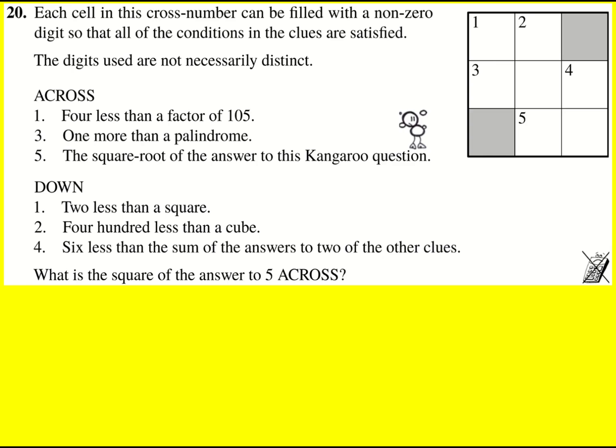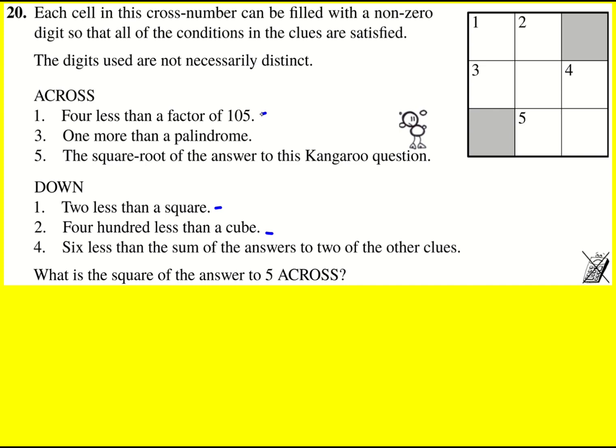Kangaroo always ends with a question like this, and it's one of my favorites. It's just a logic problem with a cross number, a good way to end the challenge. So the key thing is to decide what clues to start with. We've got stuff about palindromes, but no empty spaces, so that's not going to be good. The square root of the answer to this question is not going to help us actually get the answer. And then we've got squares and cubes and six less. So the ones that jump out are these ones here.